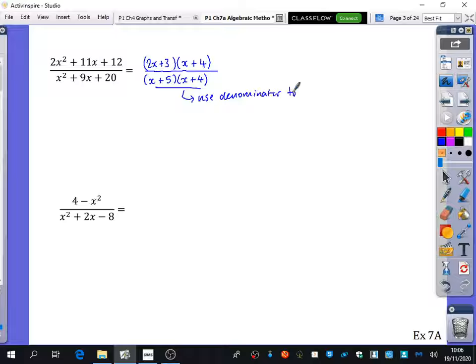Use the denominator to help you factorise the numerator. And then we can cancel the x plus 4 because they're multiplying and dividing by x plus 4, which leaves us with 2x plus 3 divided by x plus 5. And then this last one is especially important because it's very different to GCSE. They wouldn't ask you this question at GCSE, and we'll see why in just a second.